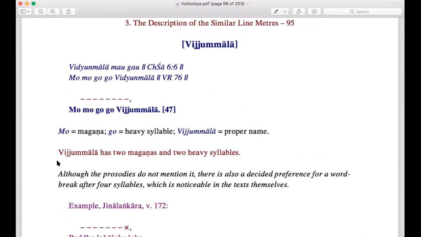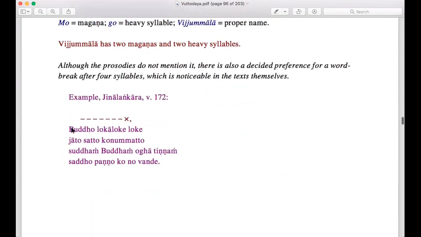But there is a consideration: some consider that there should be yati, a word break, in this verse too. As Bhante Anand Jyoti says, in the examples also, the verse is written so that a word break can be made after 4 syllables, like momo go go vijumala. It is not actually mentioned in prosodies, not in Pāḷi prosody or in Sanskrit prosody. So here also you can observe that buddho loka loke loke jato satto konum matto, right? The word break can be easily made, but in the rules, in the prosodies, it is not mentioned. That is an extra point.